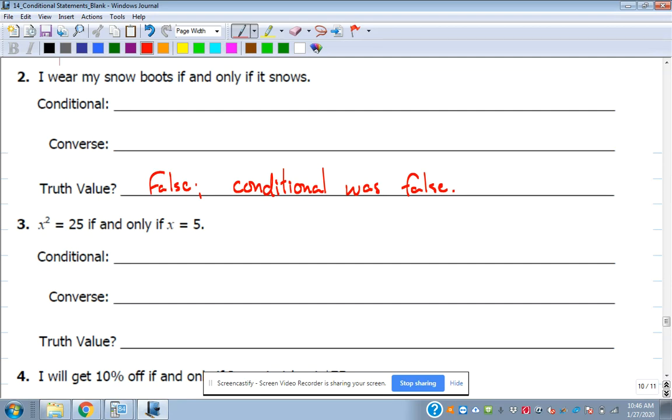If x equals 5, then x squared equals 25. Is that true? Let's go back to the conditional and see that again. If x squared equals 25, then x equals 5. So the conditional, the if part is the hypothesis that x squared is equal to 25. Is 5 the only answer to that?